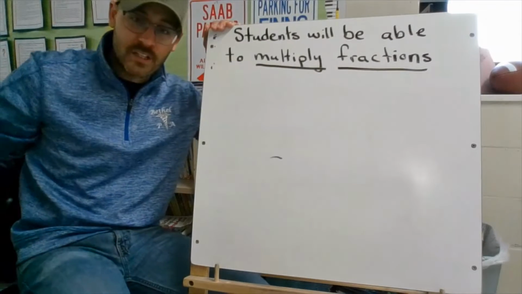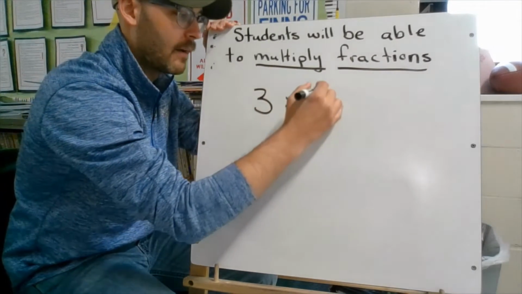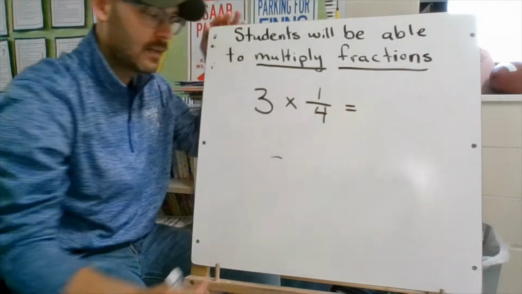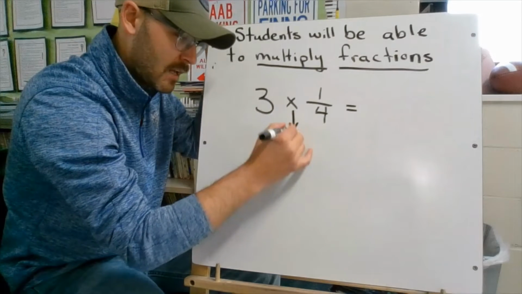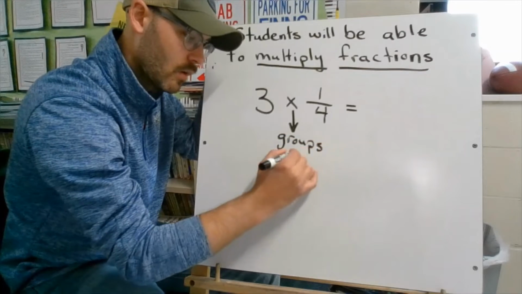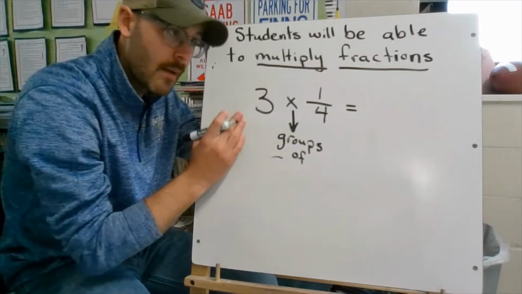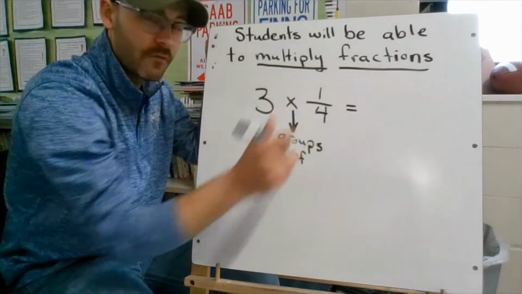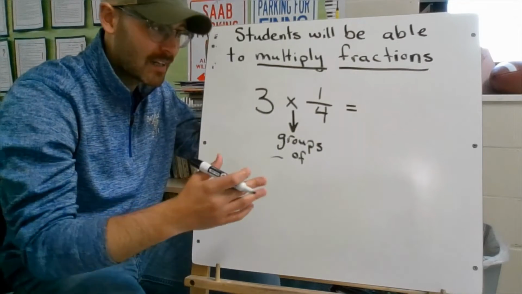I'm going to start off with an easier problem. I'm going to take a whole number like 3, and I'm going to multiply it by a fraction like 1/4. Don't forget what we talked about. It's 3 groups of 1/4. You might read that 3 times 1/4 or 3 multiplied by 1/4. Mr. Schroeder will say it 3 groups of 1/4. That sounds a lot easier to do once I've made it into an addition problem.